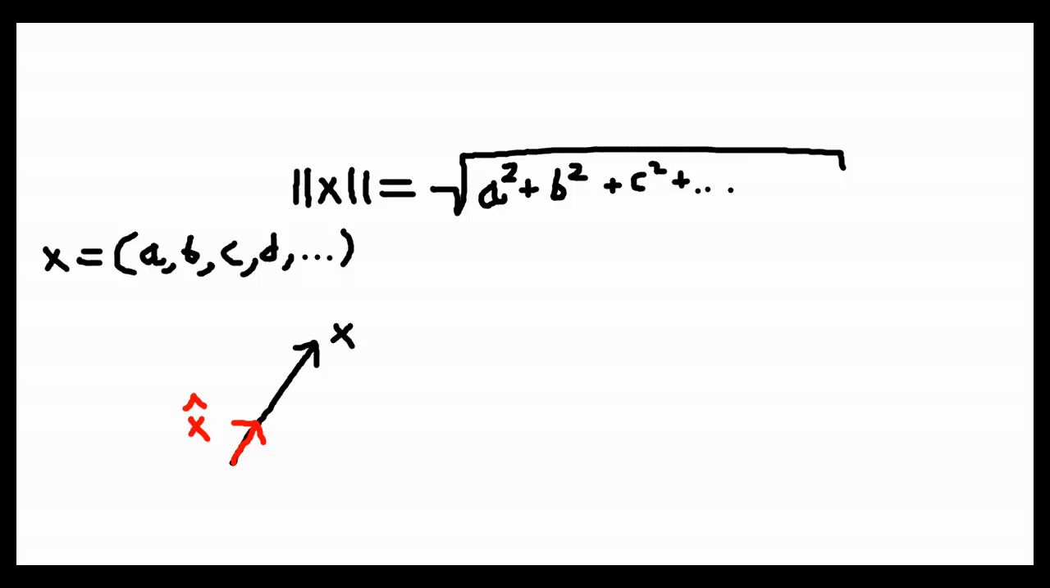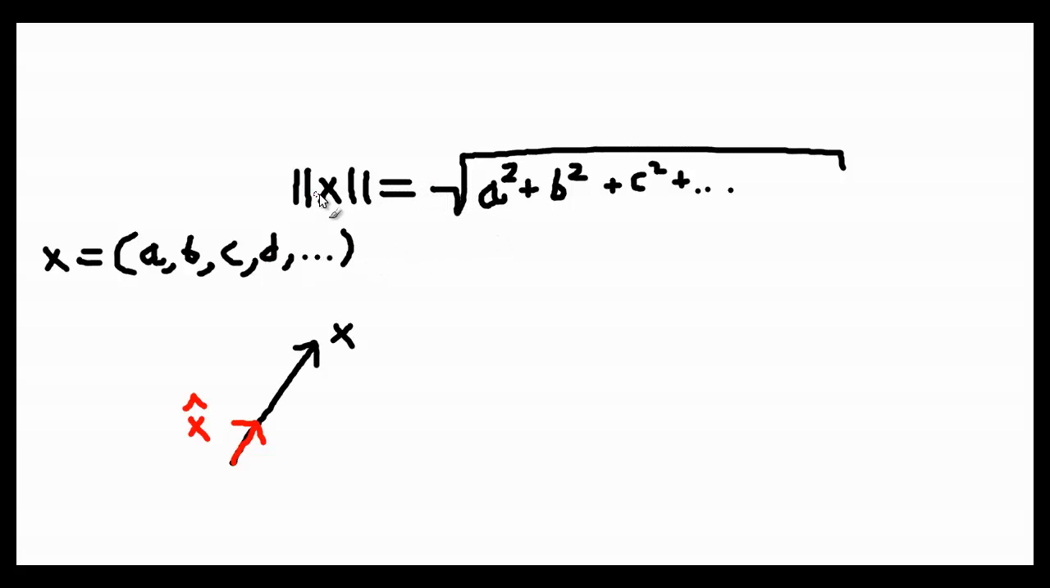So today what I want to look at is a proof that says the norm of any unit vector has a length of 1. So what does that mean? Well, let's say we have some vector x here, and x is going to be defined by a, comma b, comma c, comma d, and it's going to go on and on and on.